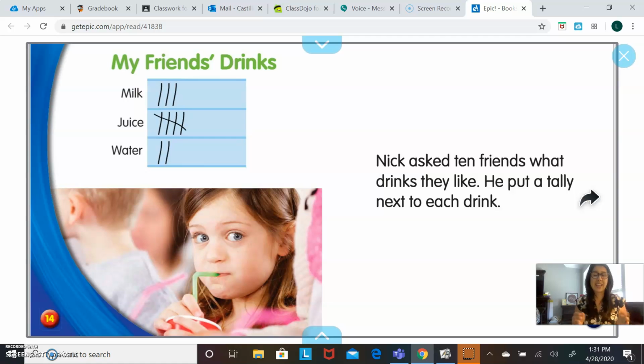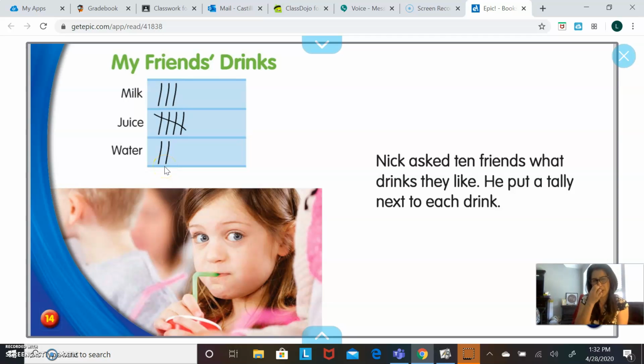So Nick asked 10 friends what drinks they like, and he put a tally next to each drink. So let's take a look and let's analyze. So there's milk, juice, water. And then this here shows 3 of his friends like milk. How many does that show? Do you need to count that? You don't need to count that, right? That just shows 5. 5 of his friends like juice. And then, you're right, 2 like water.